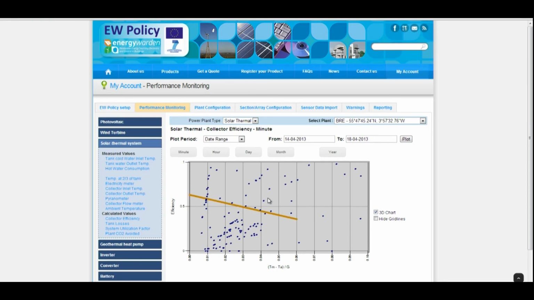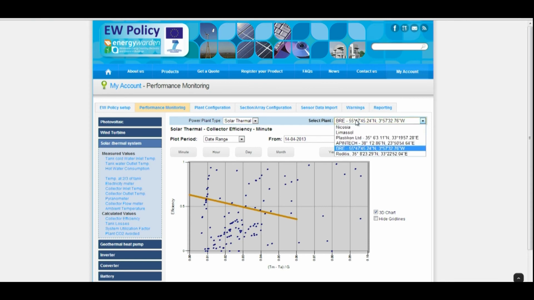The performance module plots the efficiency curve for a wide range of the temperature difference, Tm minus Ta divided by G, starting from 0, the maximum efficiency, up to approximately 0.07 or even higher. This range of values covers both the situation with cold water in the tank for use during the next morning and also the situation where the water in the tank remains hot due to low consumption during the last evening.